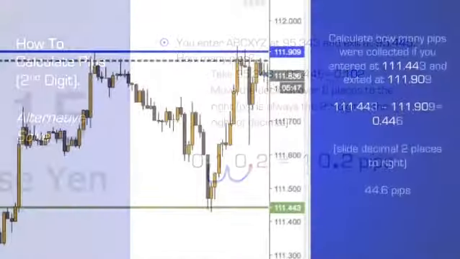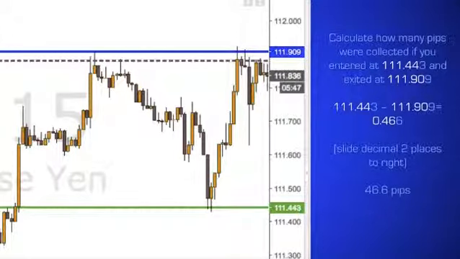Remember, 2 places because the pip is the second digit to the right of the decimal in yen and gold pairs. Okay, so now you have a yen pair right here, and you can see that, remember, this one's a little bit different because you have 2 decimal places. What you're going to do is you enter at 111.443 and you exited at 111.909, and you should have gotten 0.466. See, after sliding the decimal 2 places to the right, you should have ended up with 46.6 pips. Is it now starting to make more sense to you?